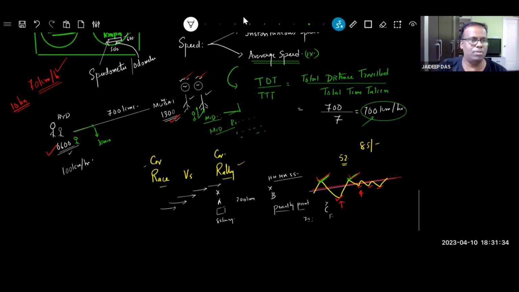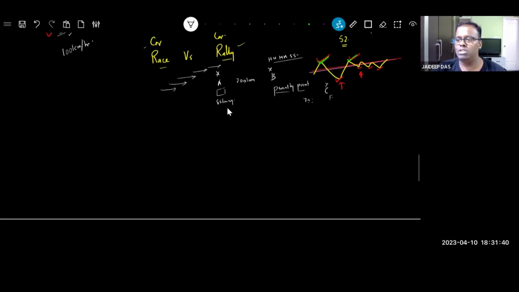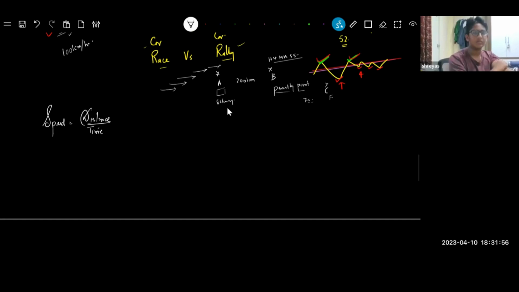So have you understood the average speed problem? So if a problem comes on average speed, what is the way to calculate average speed? Average speed is total distance traveled. So let's write down speed as a ratio of distance over time. Do you know how to see this as a triangle?